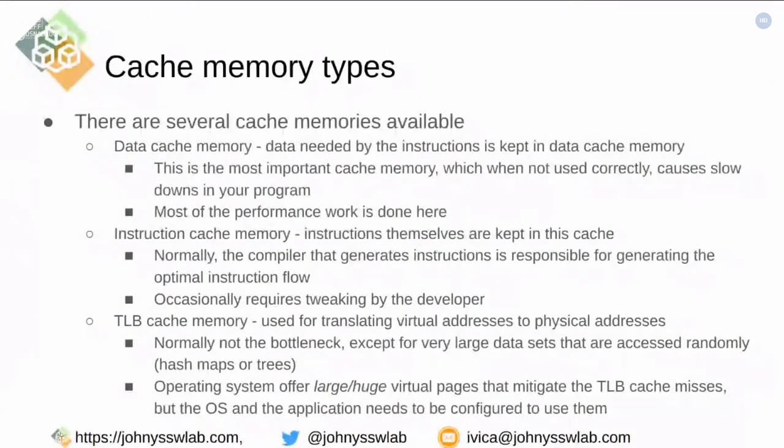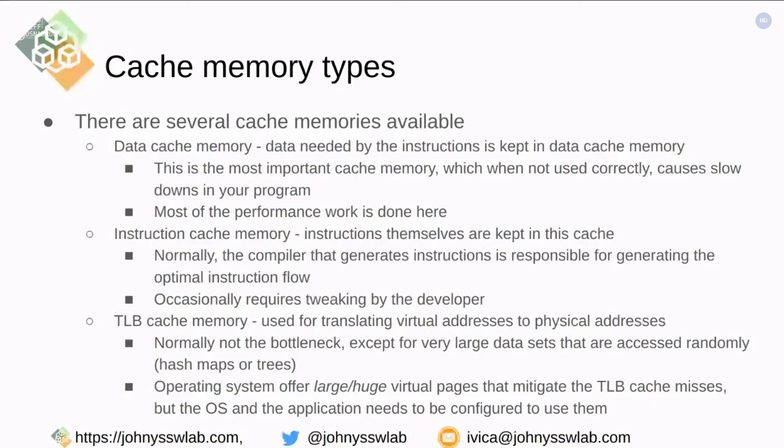Okay. Your CPU has several types of cache memories. One is called the data cache memory, and data needed by the instructions is kept in the data cache memory. This is the most important cache memory, which, when you are not using it correctly, can cause your program to slow down. Most of the performance work is done there, optimizing data access patterns in order to better use the data cache memory.